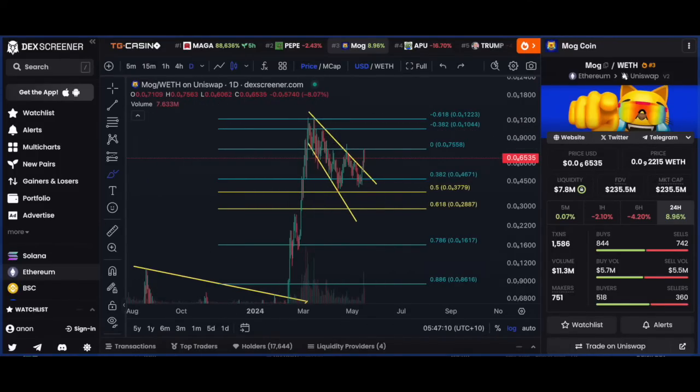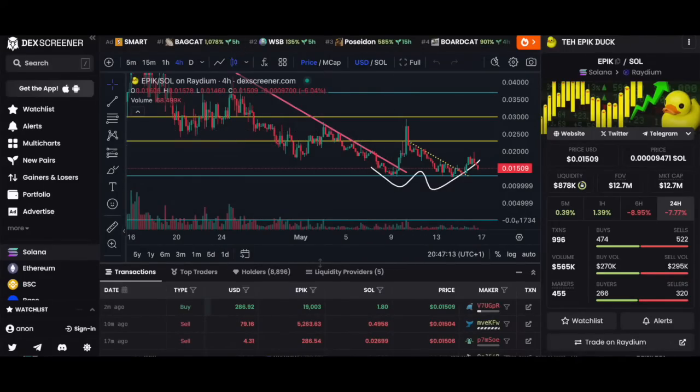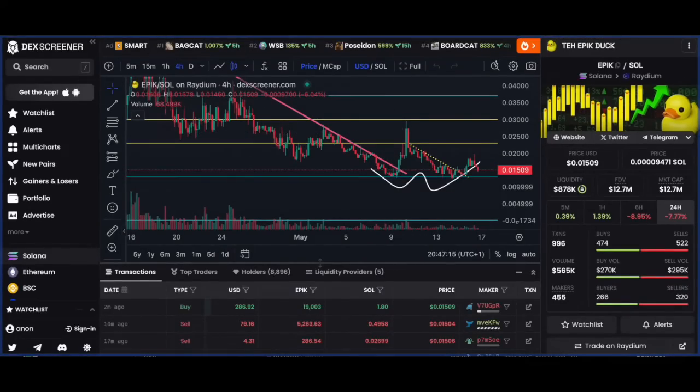But anyways, that's MOG. Okay, so Epic, I will share this tab now as well. I'm just going to have a little drink break.